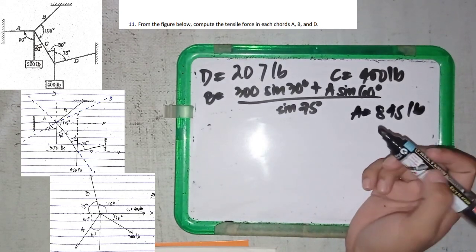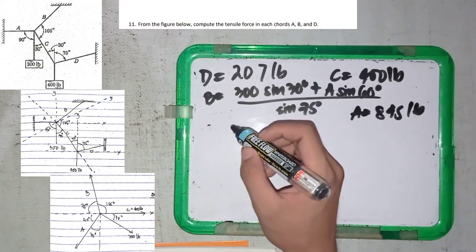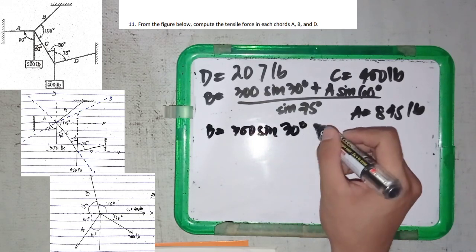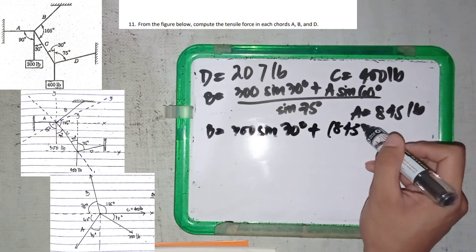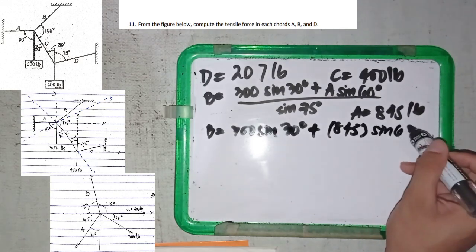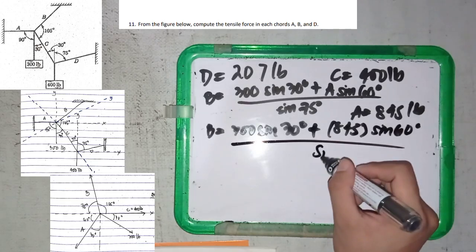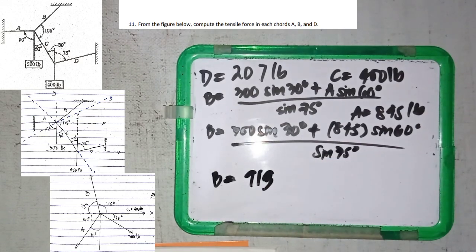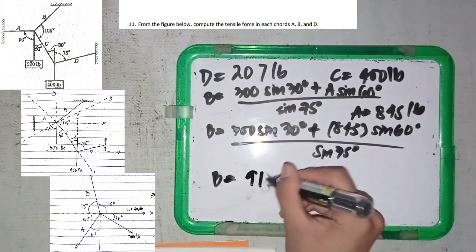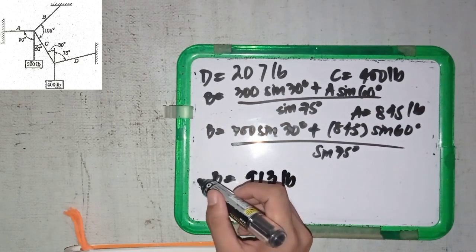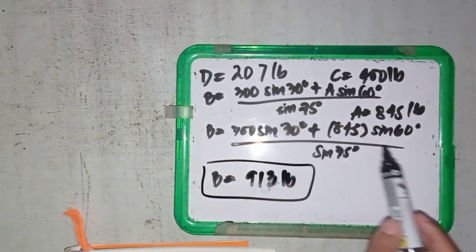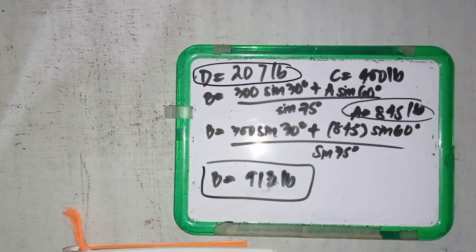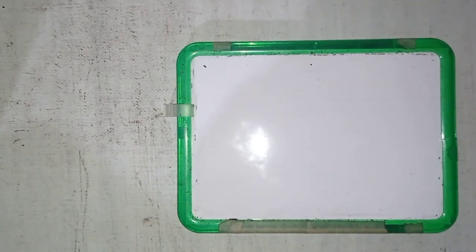Since we got the value of a, next we need to plug this value into the b equation. So b is equal to 300 sine 30 plus a, 845 pounds, times sine 60 degrees, all over sine 75 degrees. So what we have here is 913 pounds, estimated. So we've completed the values of a and b. Correct.